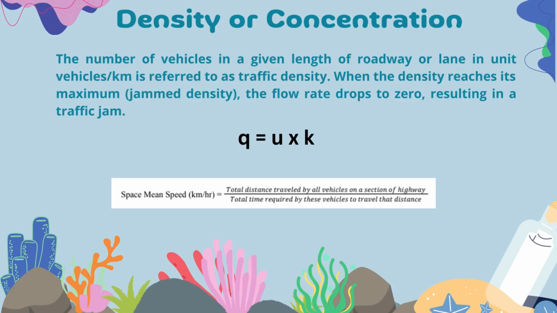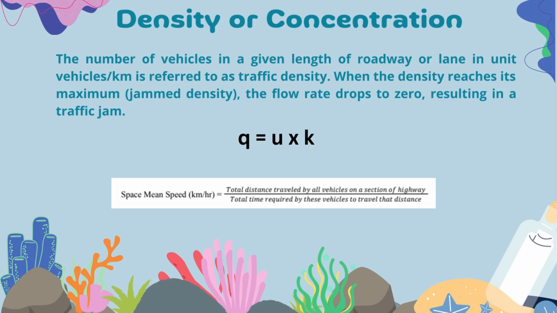Density or concentration is the number of vehicles in a given length of roadway or lane, in units of vehicles per kilometer. It is also a popular criterion for describing road performance. The density of traffic on the road can tell us how bad the congestion is. When the density reaches its maximum, the flow rate drops to zero, resulting in a traffic jam.